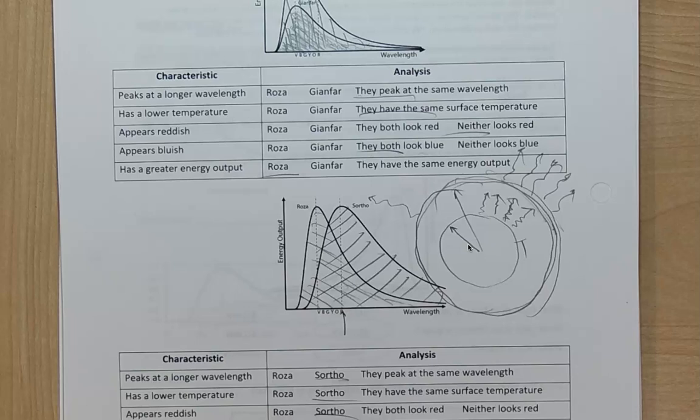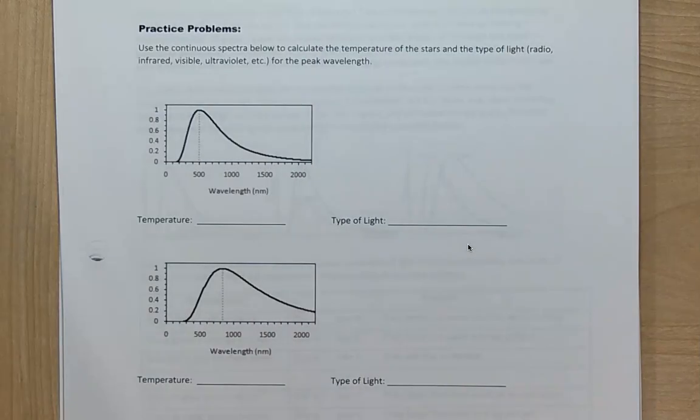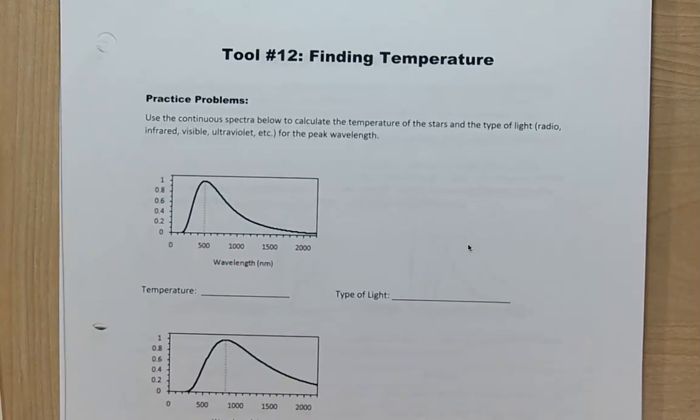We know Sortho must have a much larger radius so that it can be this bright even though it's not very hot. So now we figured out another thing about the stars. We got the luminosity with the temperature, and now we got the size. And that'll help us shortly. All right, but I'm getting ahead of myself, right?